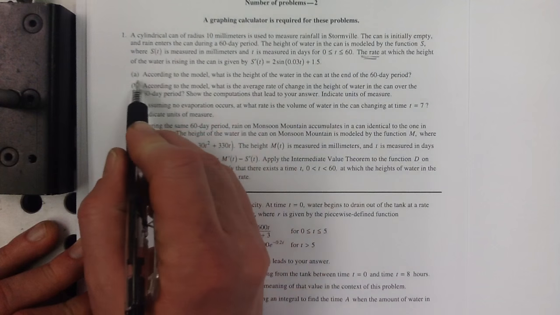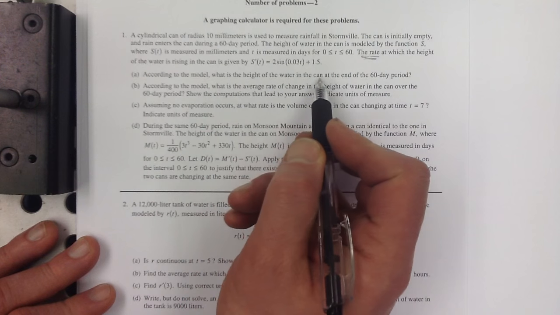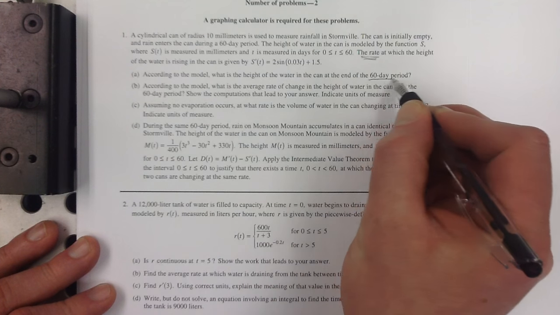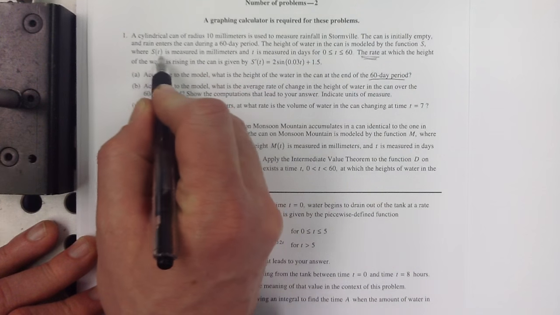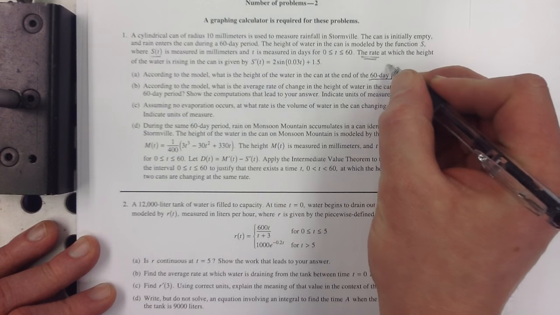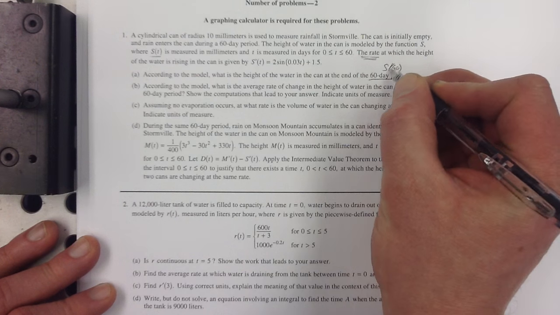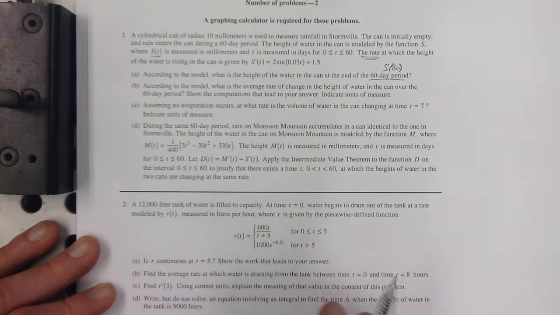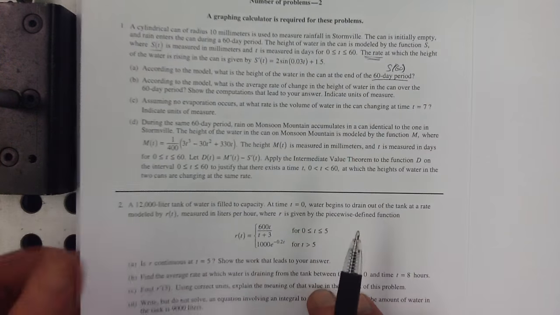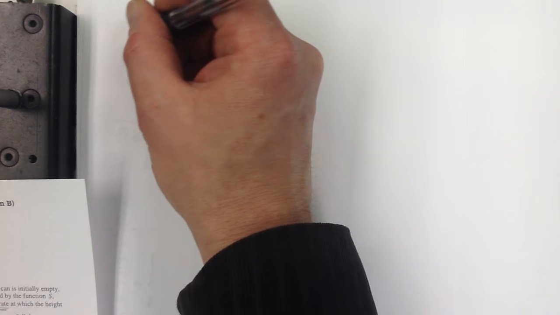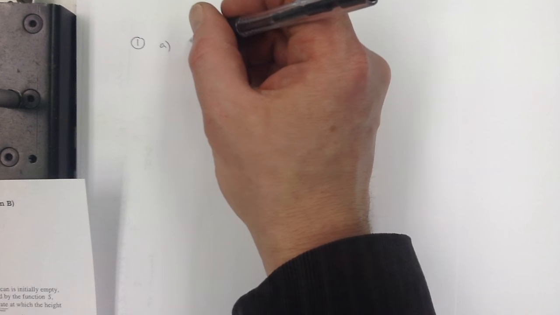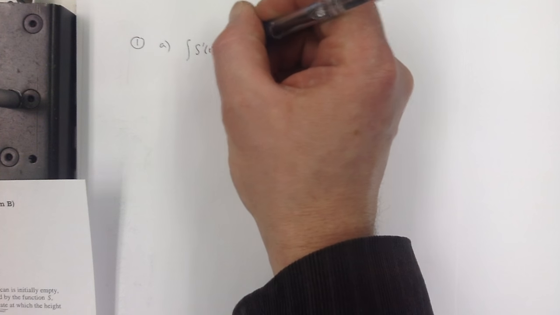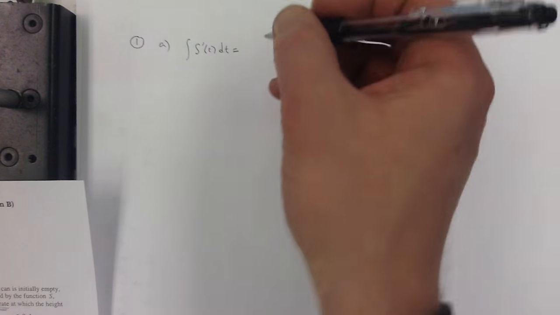Okay, now, according to the model, what is the height of the water in the can at the end of the 60-day period? Well, how am I going to actually find the height at the 60? I mean, that's like an s value, right? I want to know s of 60, right? But I don't have the s function. I only have s prime. Well, to get from s prime back to s, that's where we set up this integral. So we're going to do the integral of s prime. That's going to get me back to s.